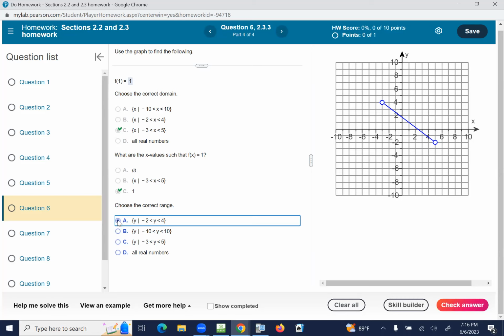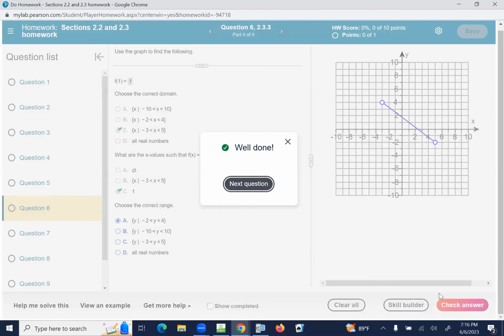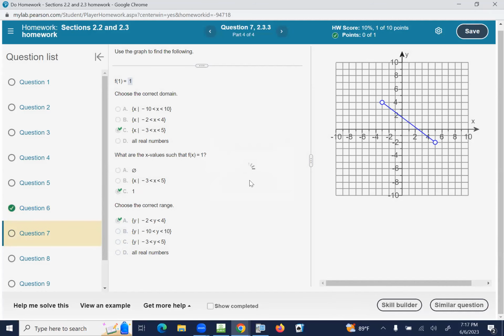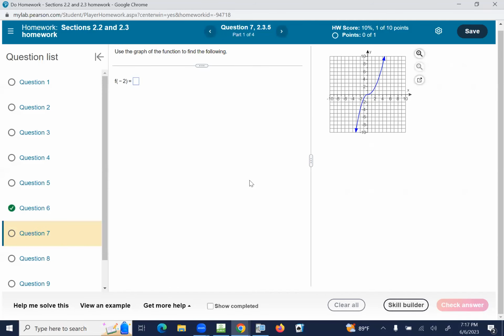Now notice when they did the domain, they used x's. Look here, for the range, they got y's there because we're talking about our y values. So y'all, we check that answer and we're going to do the next one. So the next one is really similar. So I'm going to break open the, let me make that larger.